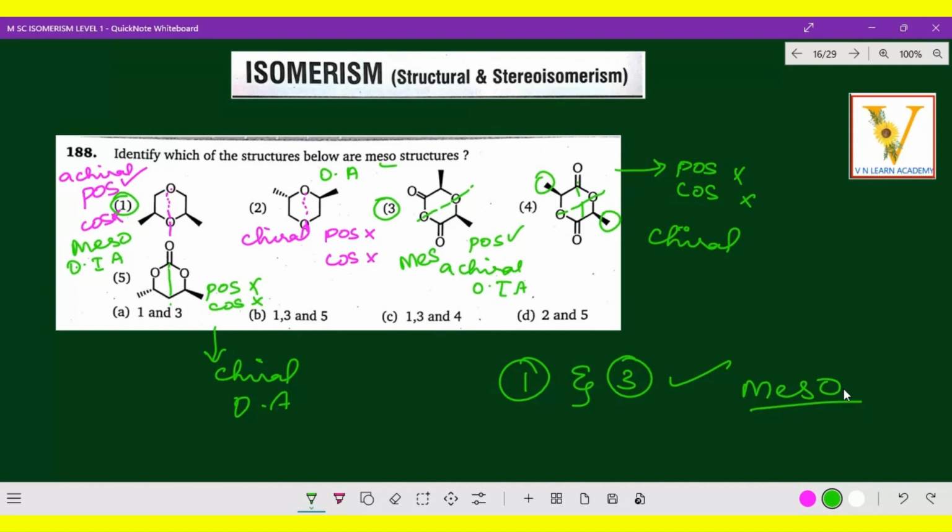And what are the points to identify a meso compound? You know very well, achiral, that means identical, and POS, COS, in that any one has to be present, and next, optically inactive. So that means an achiral compound is applicable for meso. Hope you got the clarity about meso and the diastereomers. Right, come on, let's go to the next question.